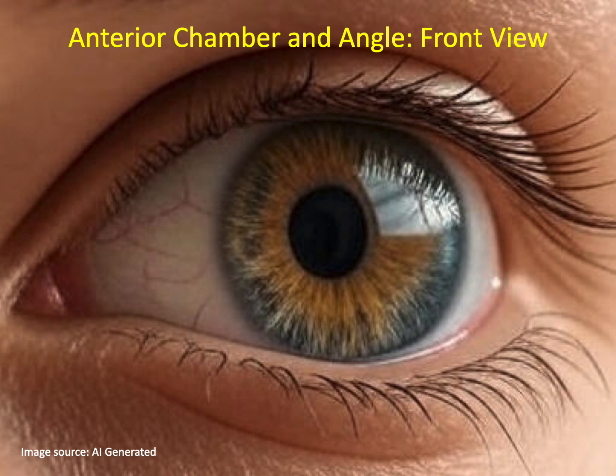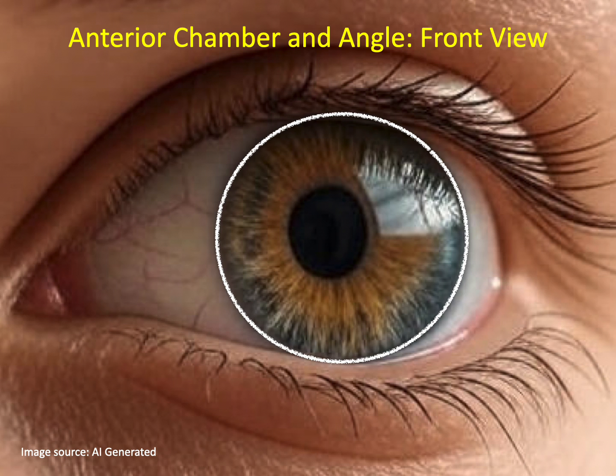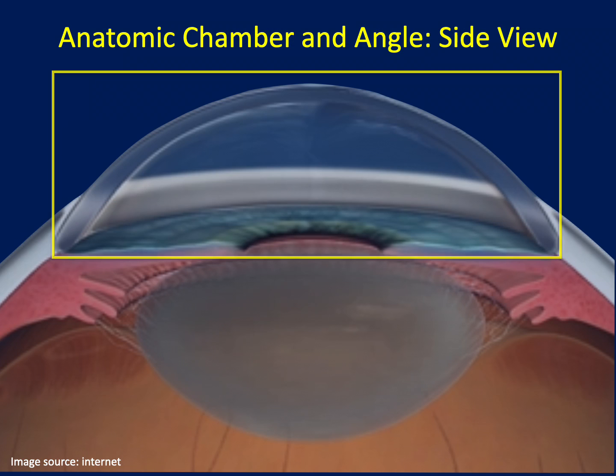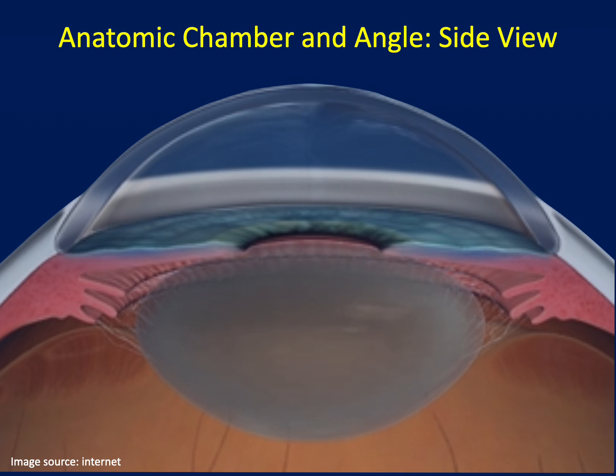Anatomy and physiology are foundational to medical topics, so let's start there. The front of the eye within this circle is called the anterior chamber. Directly under the outline of the circle, where the color of the eye meets the white of the eye, is the angle of the eye. This graphic illustrates the anterior chamber and angle when looking at the eye from the side.